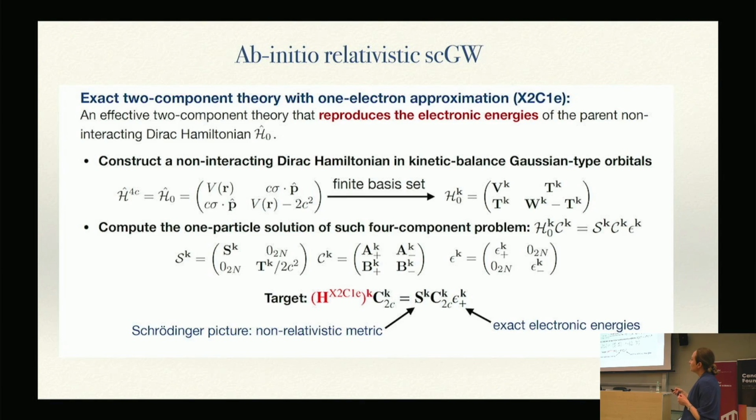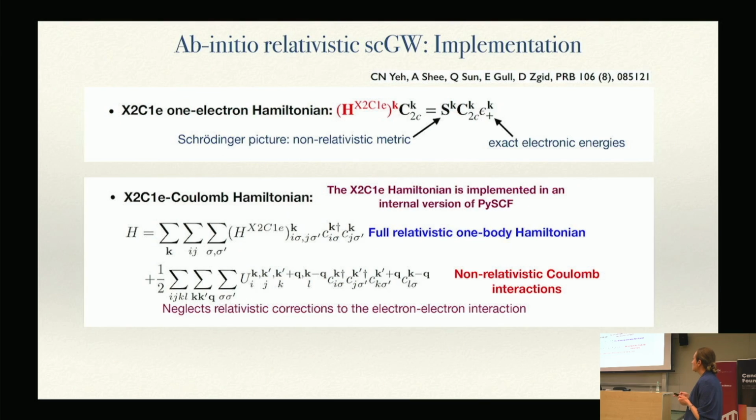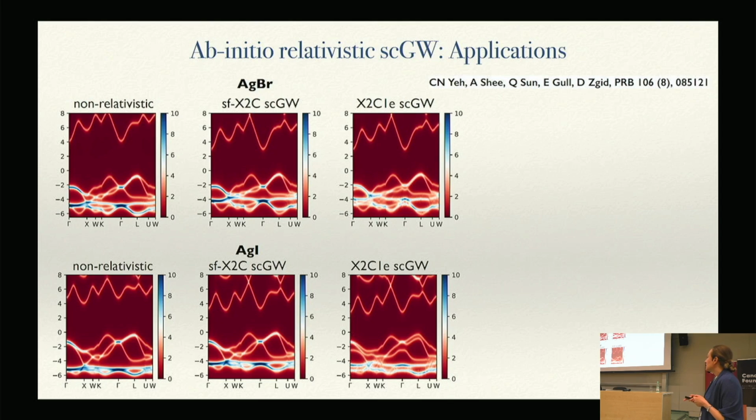And then our one-body Hamiltonian, or Fock matrix, in this theory comes from the two-component transformation of the non-interacting four-component Hamiltonian. So the Hamiltonian looks in a simple form: we have the full relativistic one-body Hamiltonian, but non-relativistic Coulomb integrals, which can be easily evaluated. And this type of Hamiltonian can be easily used in these ab initio post-DFT methods.